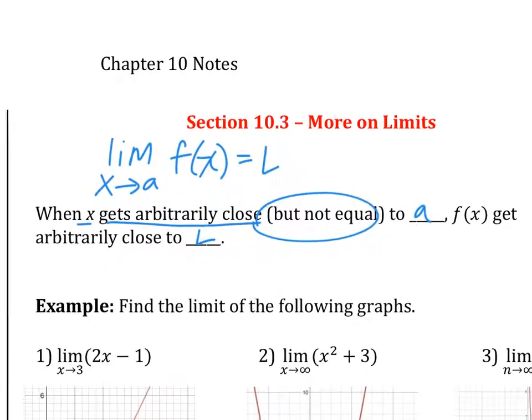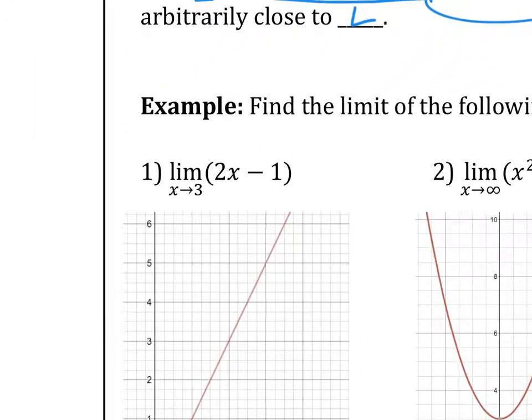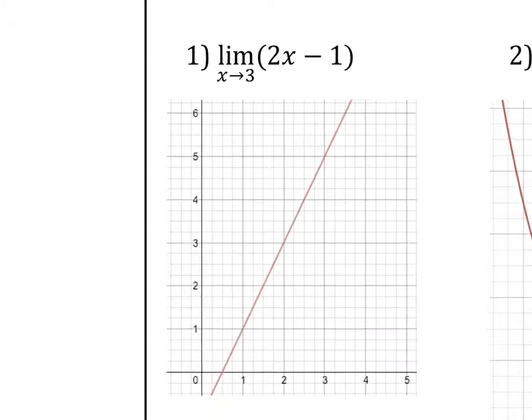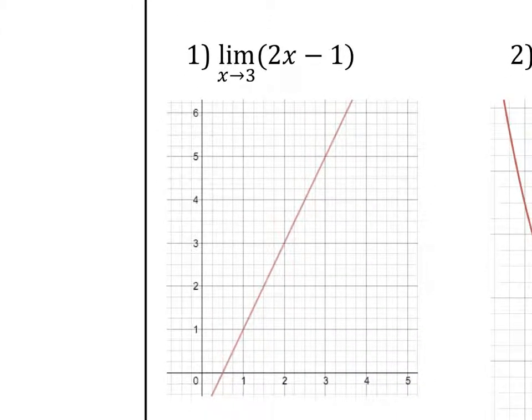All right, so let's look at the limit of the following graphs. Let's look at this one. Limit as x goes to 3 of 2x minus 1. As x is going to 3, what does y look like it's going to? 5. Okay, you guys can see that? When x is trying to go to 3, y is trying to go to 5.